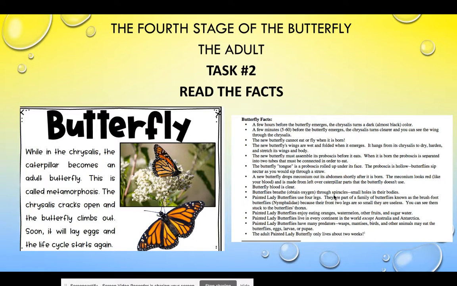Some of you may have the butterfly cages at home, you might have ordered them on Amazon. If you don't have any, or if you're looking for food for when they come out, painted lady butterflies enjoy eating oranges, watermelon, other fruits, and sugar water. Okay, you can just put it in a little tiny bowl. Not too deep though, because they could drown. Just a tiny, tiny bit.